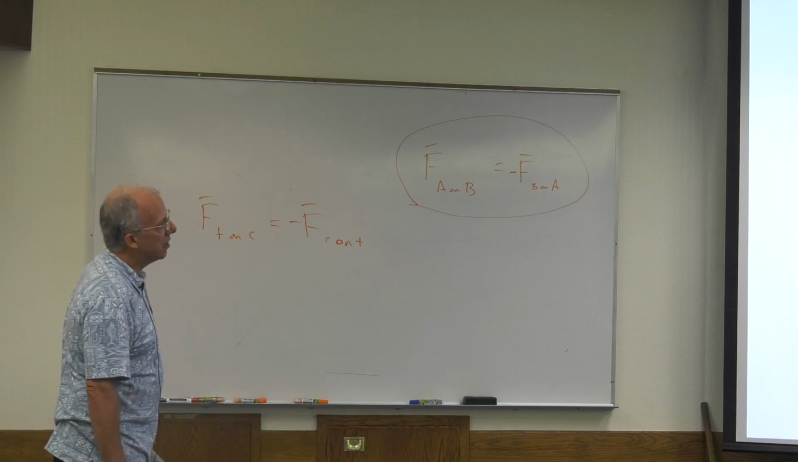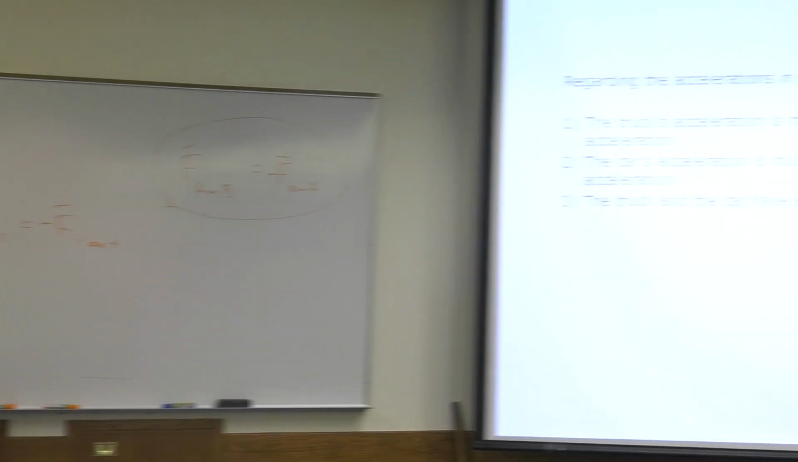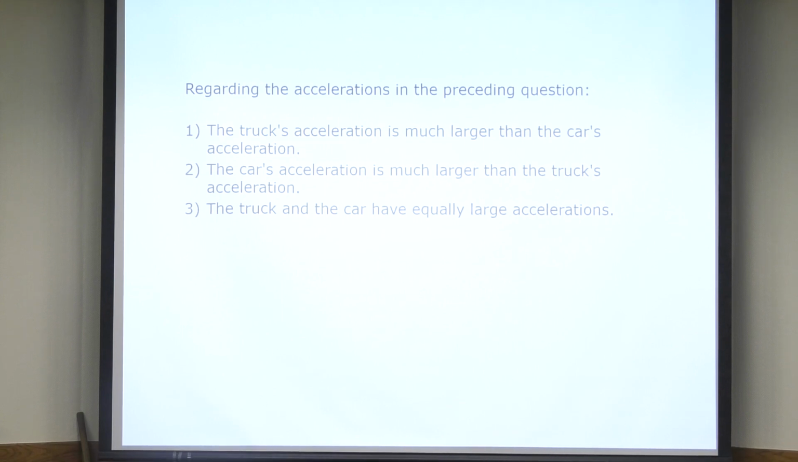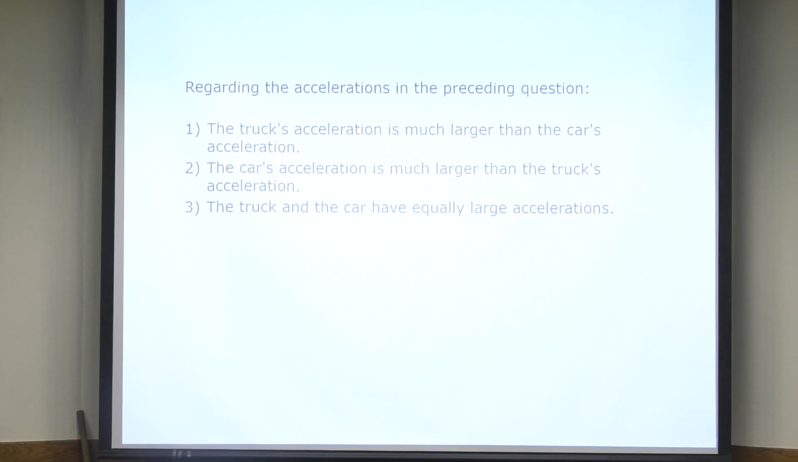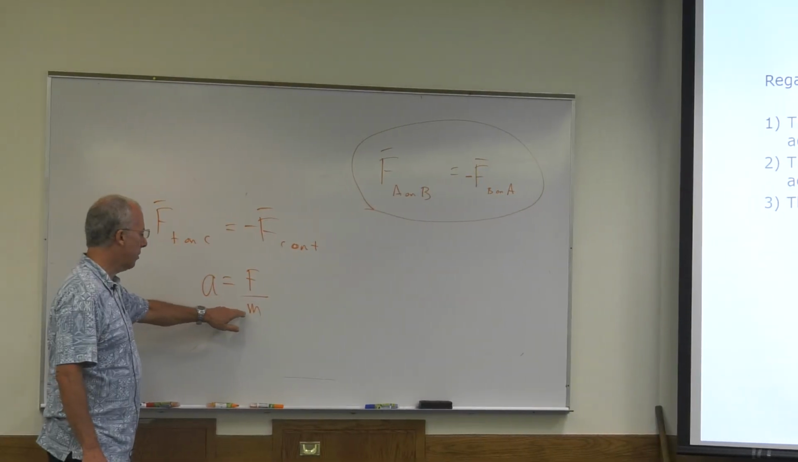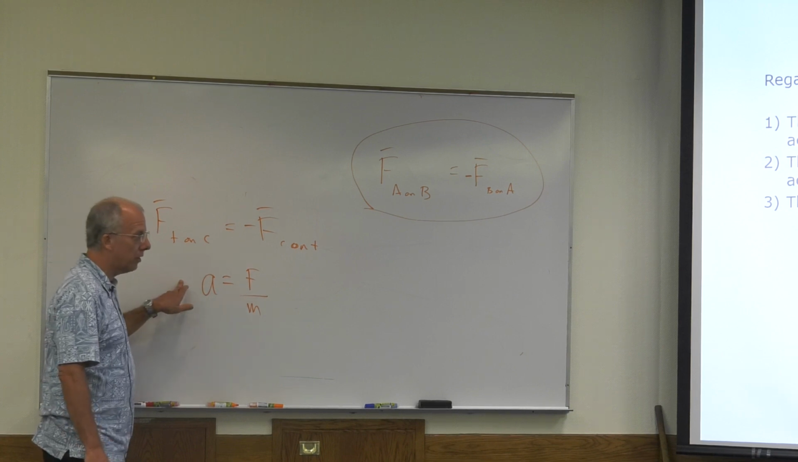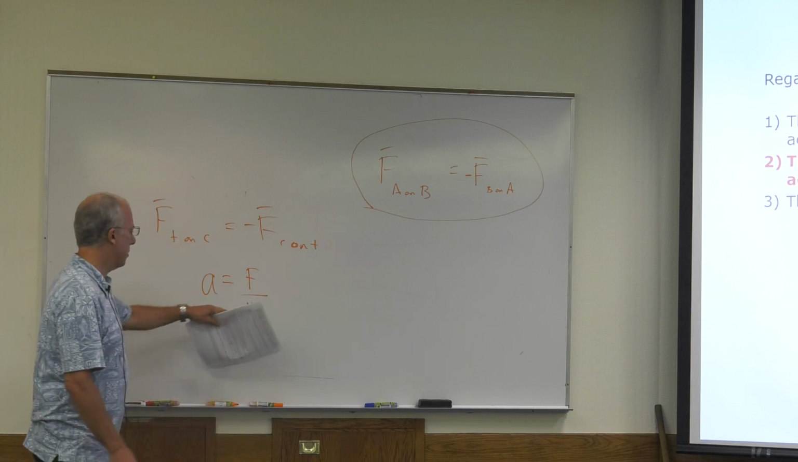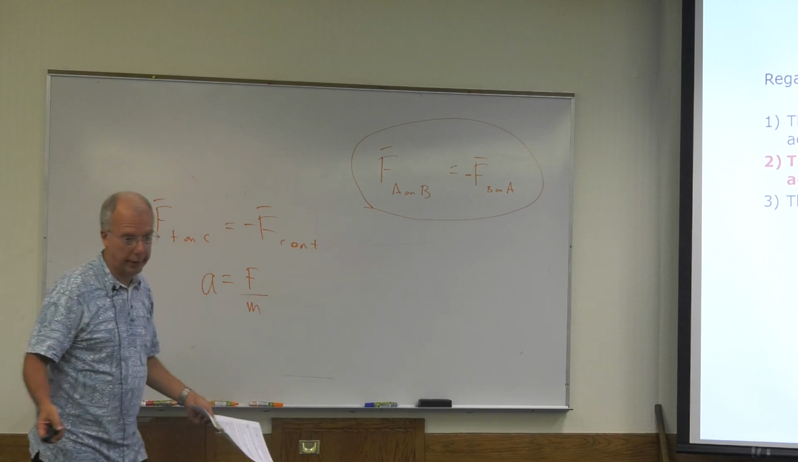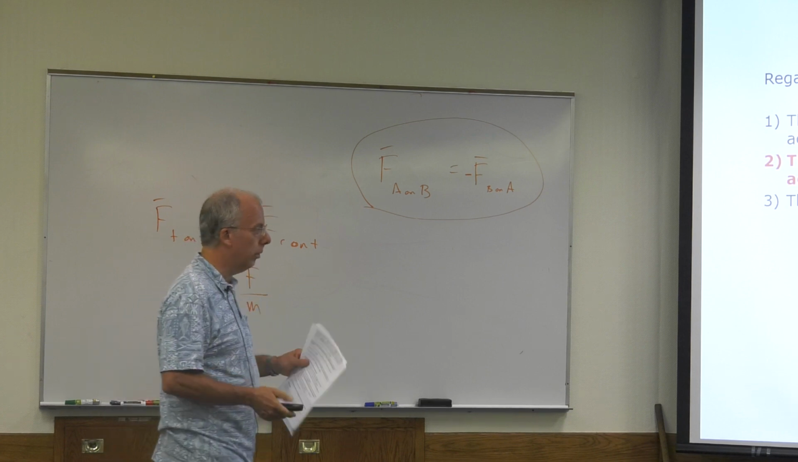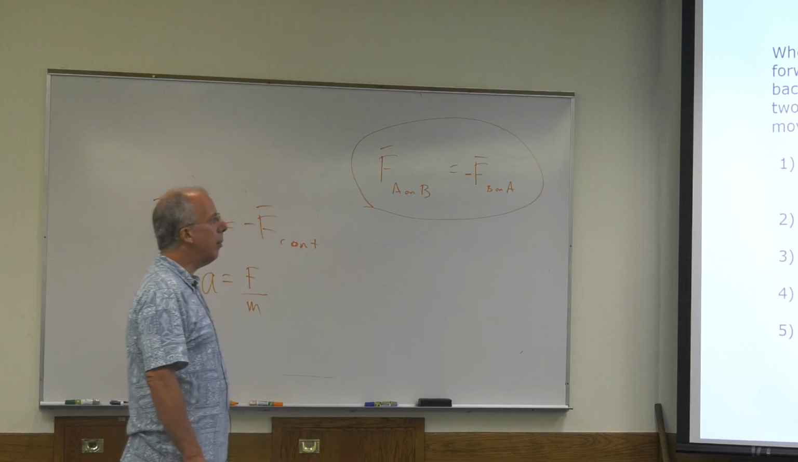All right, regarding the accelerations in the preceding question, pause your video and answer this. Okay, we're back. Remember, acceleration is force over mass. So whichever object has a smaller mass has the largest acceleration. So we're going to say that the car, since it has a smaller mass than the truck, will have the larger acceleration. And that agrees with your common sense and your observations, I hope. Okay, one more.